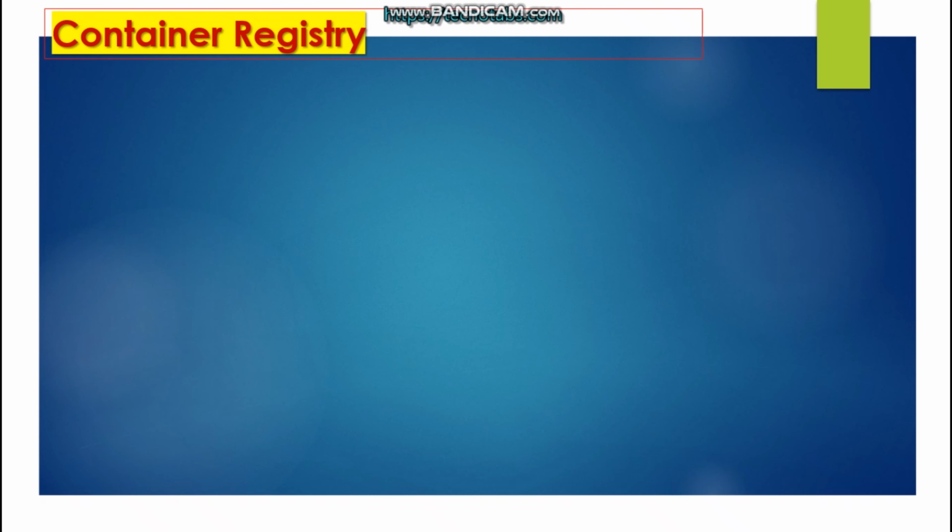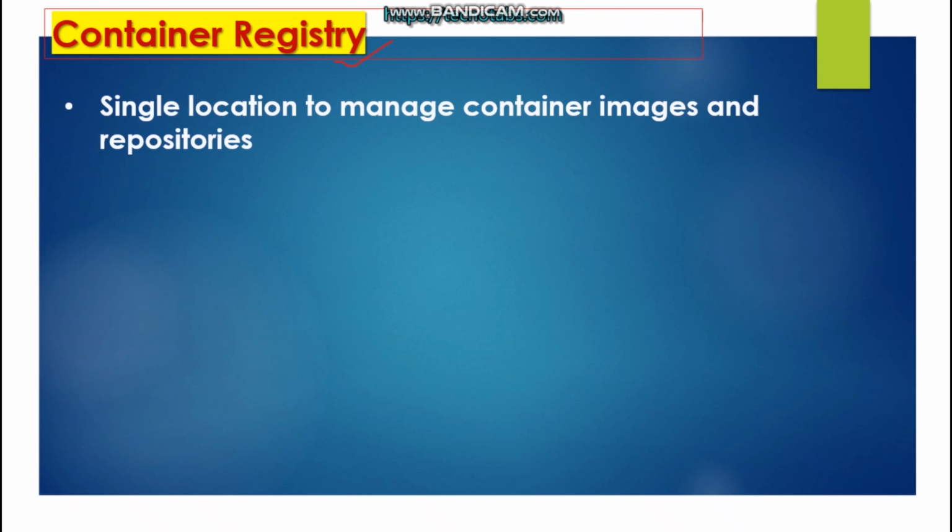Now let's have a look at Container Registry. It's a single location to manage container images and repositories. You already know what a repository is, where you store all your artifacts or jars or anything that is important for your project, right? So Container Registry basically stores the container images, or the Docker images, in one place.